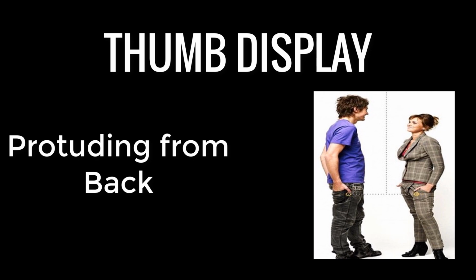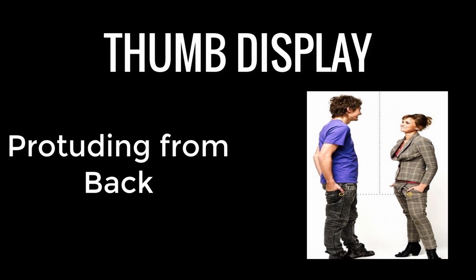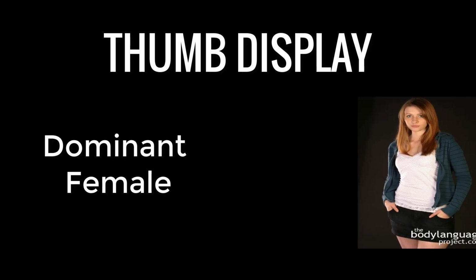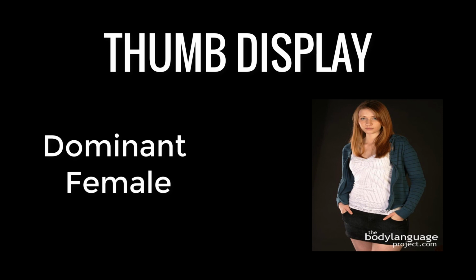The next is your thumb protruding from back. This posture is used by those people who want to hide their dominant attitude by hiding the rest of the fingers. The next is your dominant female position. This posture is used by those females who are aggressive and have a dominant attitude.